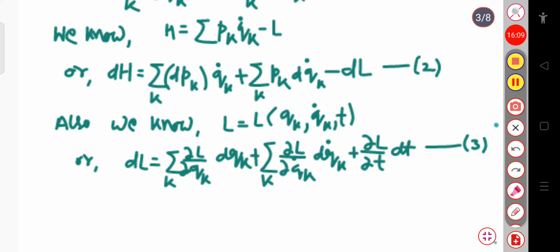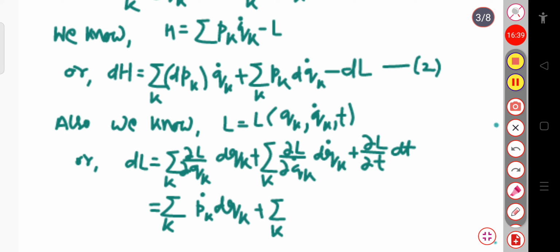Let me write it again. This can also be written as sum over k, and you know the generalized momentum, pk dot equal to ∂L/∂qk, so pk dot into dqk, plus sum over k ∂L/∂qk dot, which is the generalized momentum pk, into dqk dot, plus ∂L/∂t into dt.